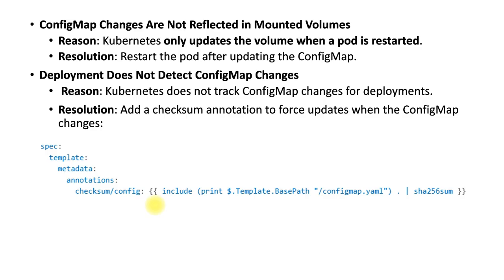Fourth reason could be a deployment does not detect ConfigMap changes. So basically Kubernetes does not track ConfigMap changes for deployments. So for that basically what you can do, you can add a checksum annotation to forcefully update the ConfigMap changes. So for that you can see this particular data here. You can see a checksum/config. So here you are going to forcefully update the ConfigMaps for your deployment. So this is also something you can do to resolve this particular issue.